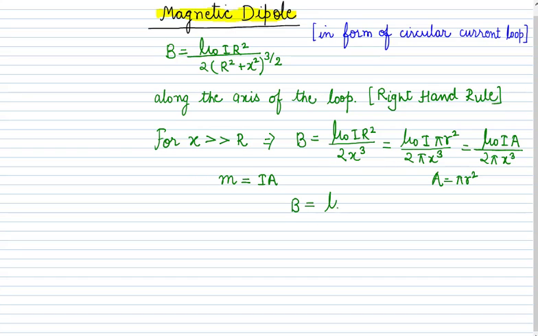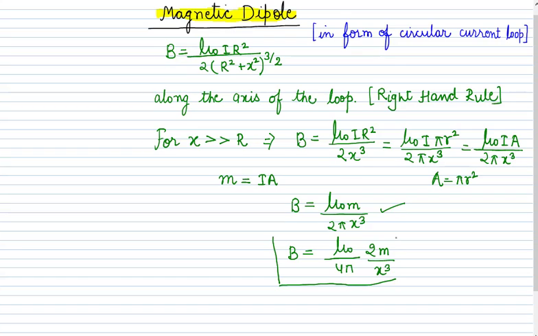So what you get? B is equal to mu naught M upon 2 pi x cube, where M is I into A, the magnetic moment. So this is the formula we have derived. This formula is correct, but whenever we use it, we always write mu naught as 4 pi into 10 to the minus 7. So if you want to make it 4 pi here, then B is equal to mu naught upon 4 pi, and since you have divided by 2, you have to multiply with 2. So 2M upon x cube. This is the formula we get for the magnetic field in terms of the magnetic moment: B is equal to mu naught upon 4 pi into 2M upon x cube.